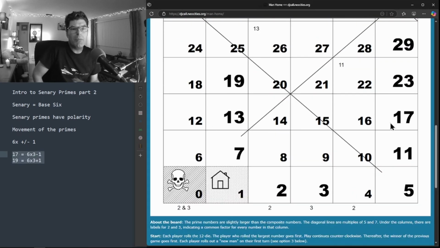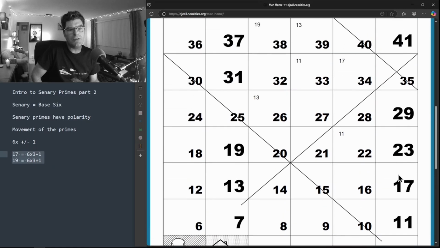Our next prime pair, 17 and 19, sit on either side of 18. And 18 is 3 times 6. So all your primes are going to be some multiple of 6 plus or minus 1 here. So here you can see 17 is 6 times 3 minus 1, and 19 is 6 times 3 plus 1. And that tells you how it moves.